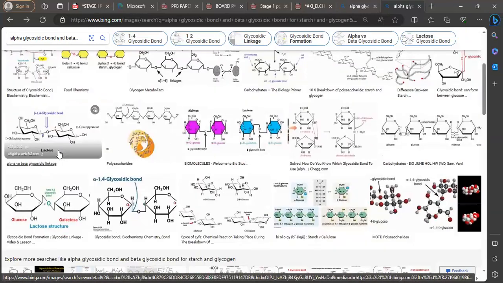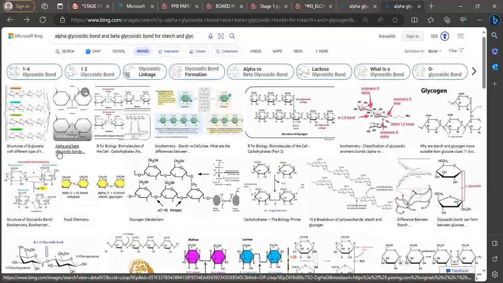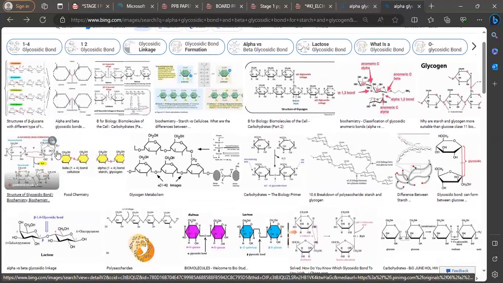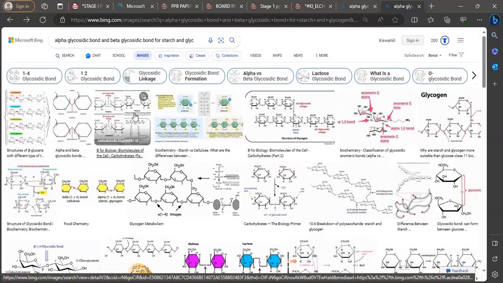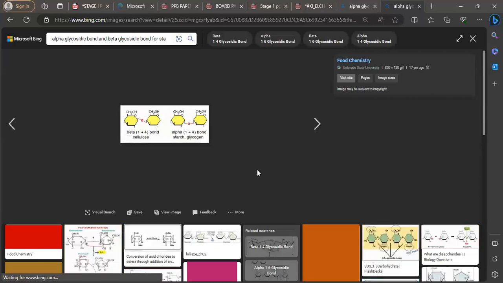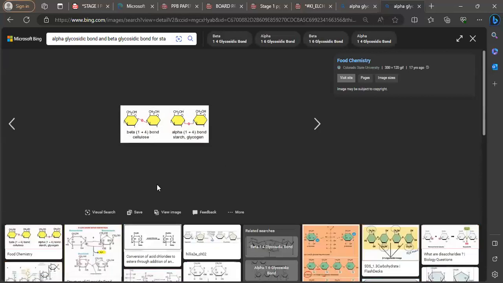There it is. Yeah, in food chemistry. Just go up, Divya. Yeah, there, the yellow one. The below. Yeah, that one. So cellulose is a beta 1,4 glycosidic bond. Starch and glycogen are alpha 1,4, branched glycosidic. Okay.